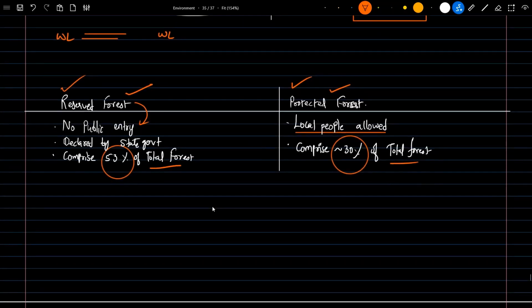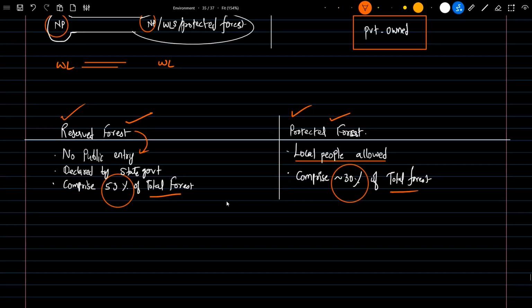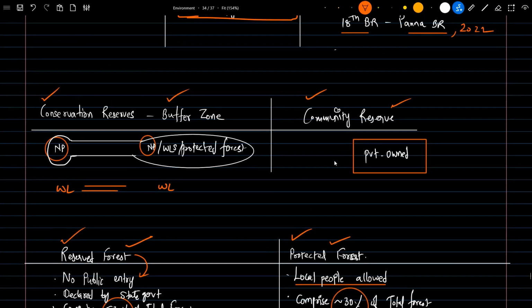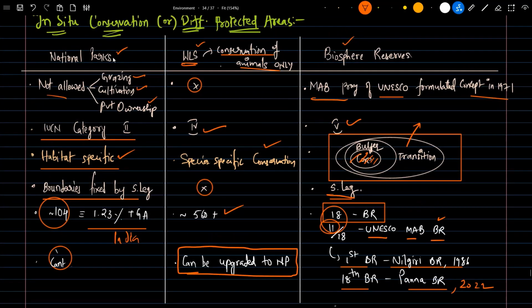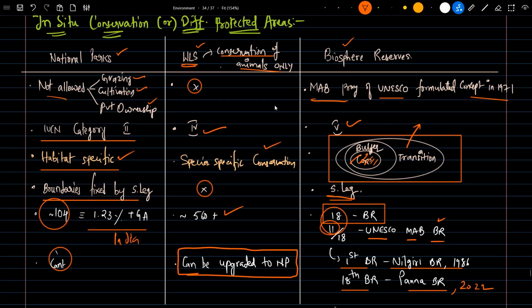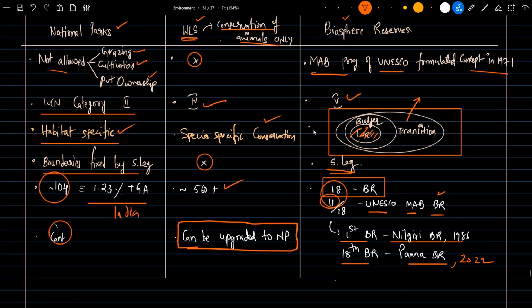So these are all the in situ conservations which we studied: reserve forest, protected forest, conservation reserve, community reserve, national park, wildlife sanctuary, bird reserve. So these are the different in situ conservation.